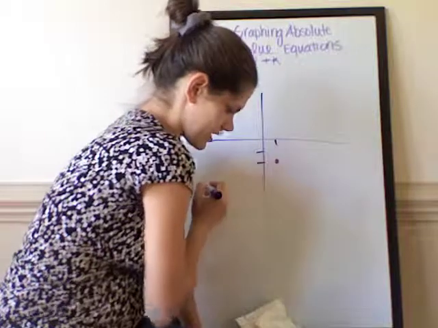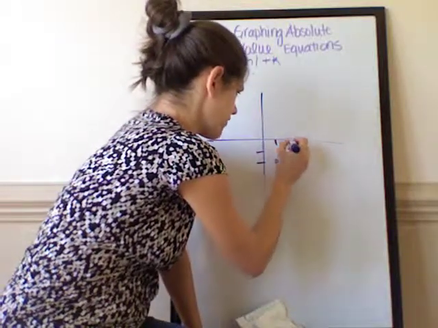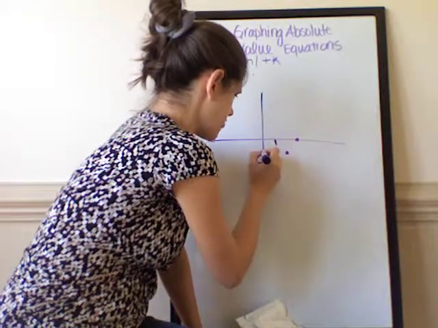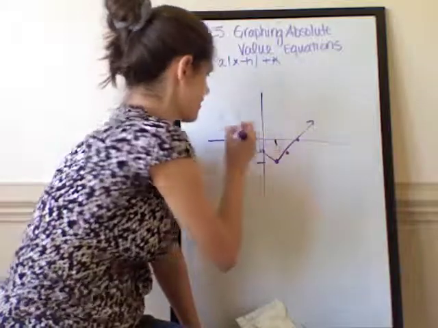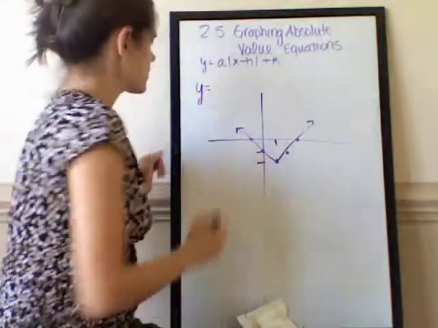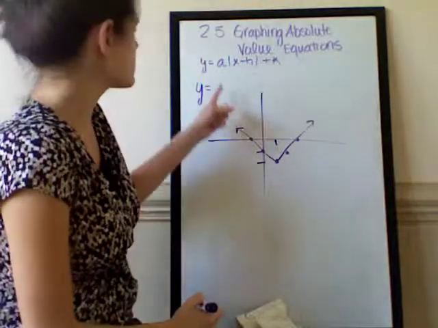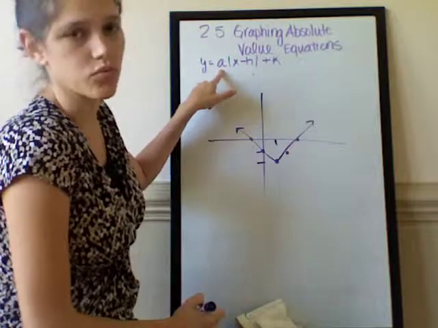So there's my vertex, and from the graph I can see it's going up 1 over 1. So there's my graph. Alright, so let's fill this in. Y equals, it's going upwards, so it's positive. It's going up 1 over 1, so a is 1.